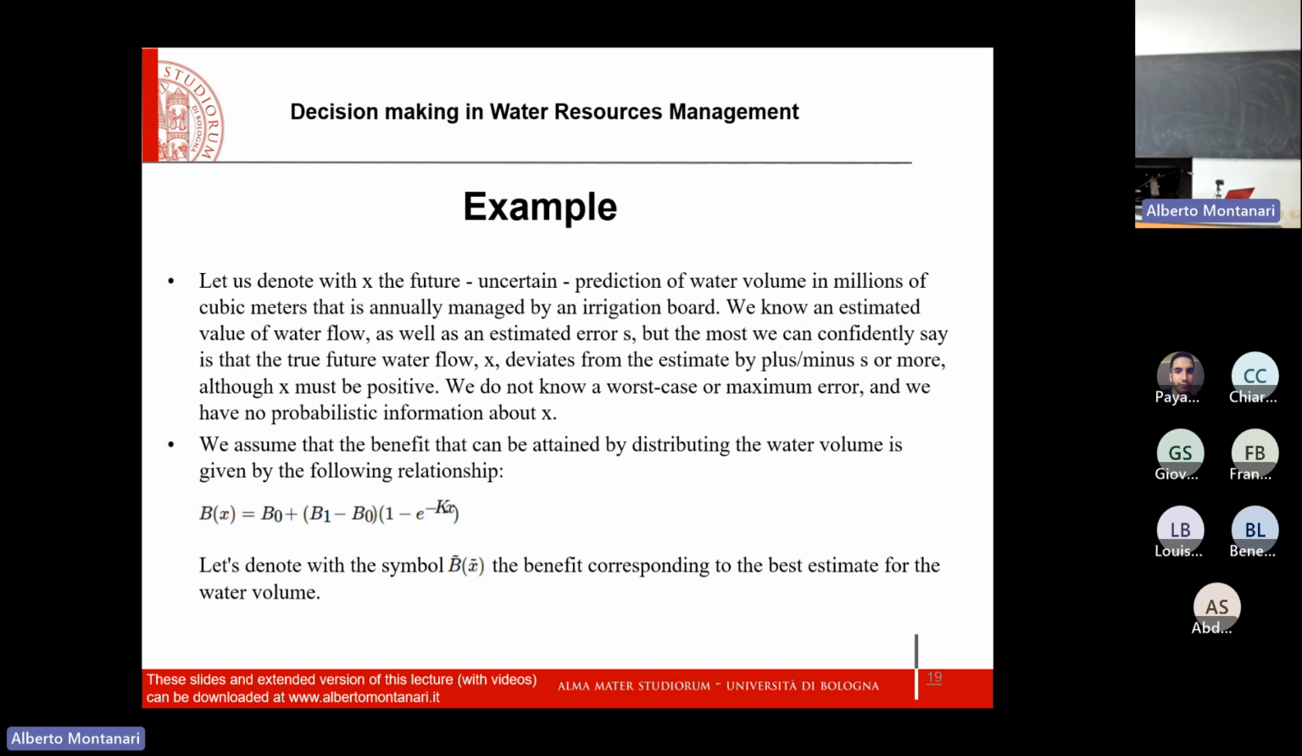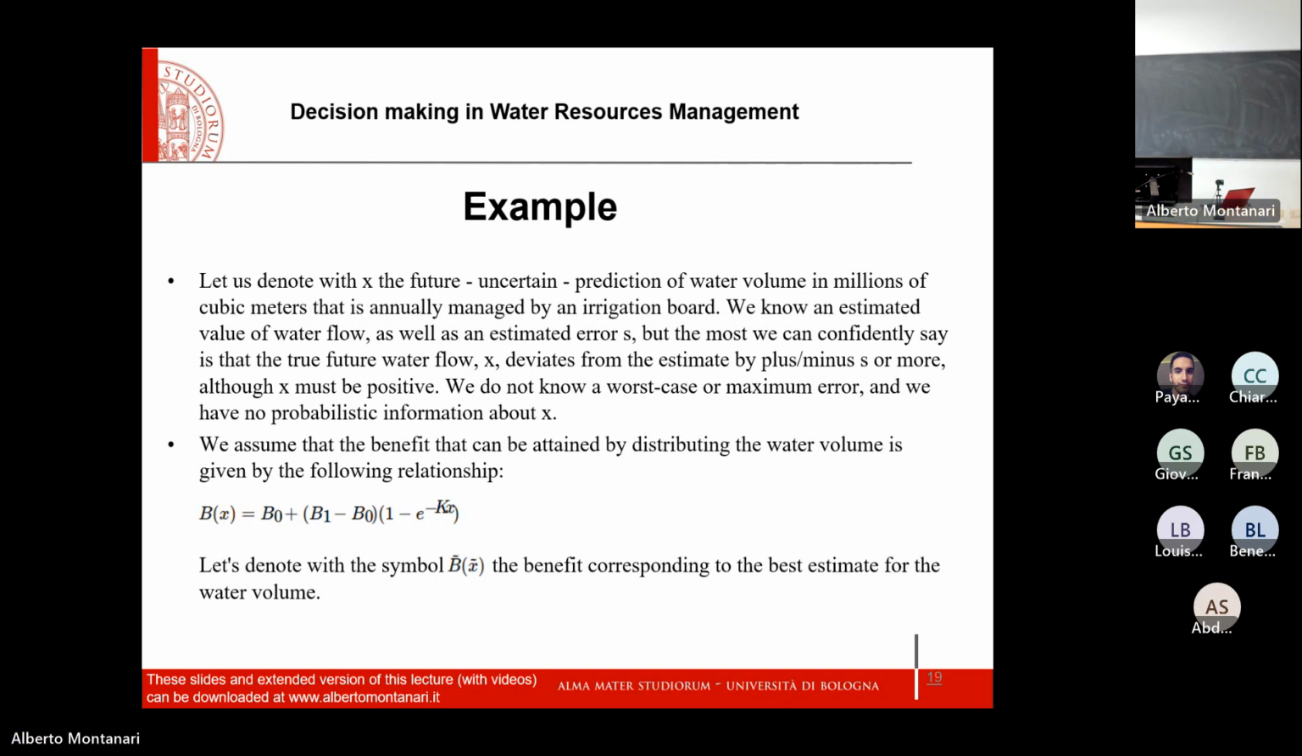But X must be positive. Okay, so there are constraints. The prediction cannot tell me that the future water is minus 10. It must be positive. So X plus minus S, with a constraint that X is greater or equal than 0, cannot be negative. We don't know a worst case or max error, and we have no probabilistic information. So just X plus minus S, X greater or equal than 0, but no probabilistic information.